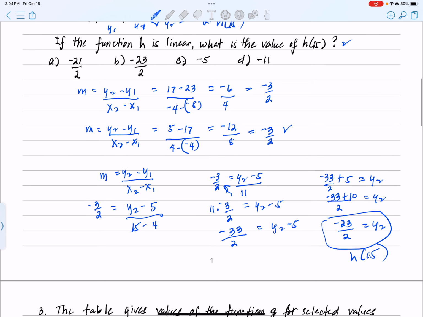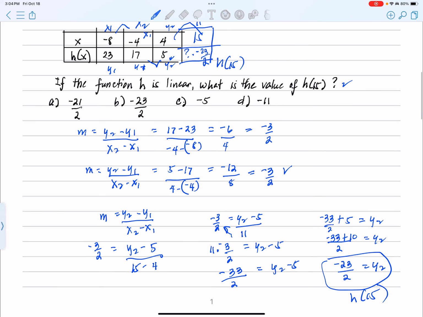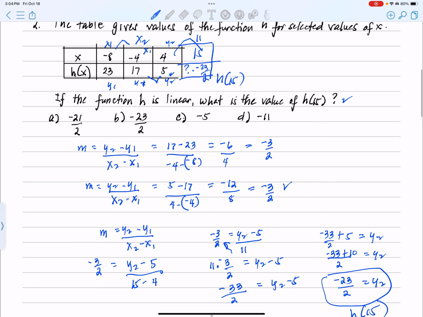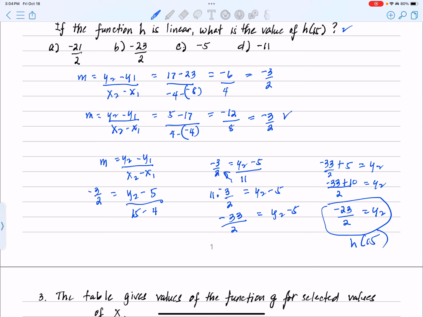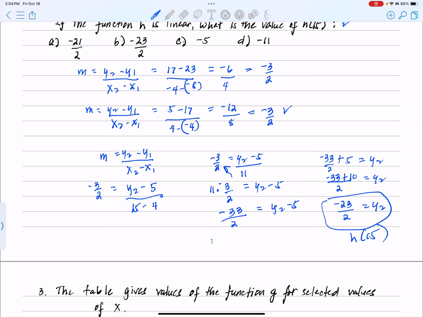Okay. I hope this is clear, because there are several questions that will be asked in the pre-calculus exam, where you are given a table and then you are asked to complete the table, or you are asked to find the missing value in the table. So these are the several ways how to answer those questions.